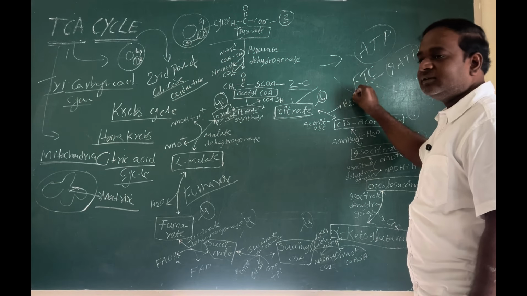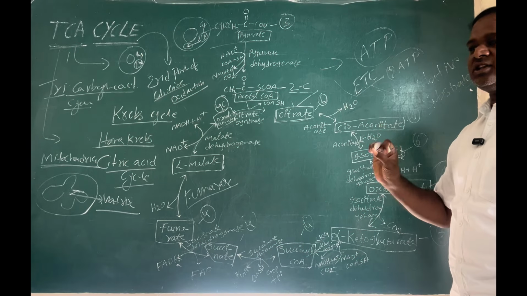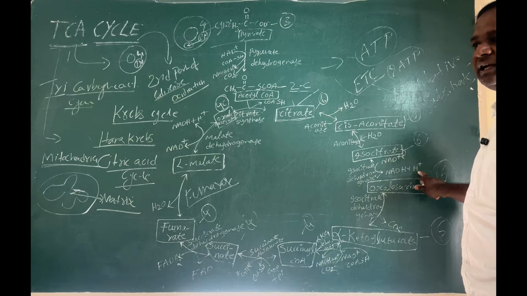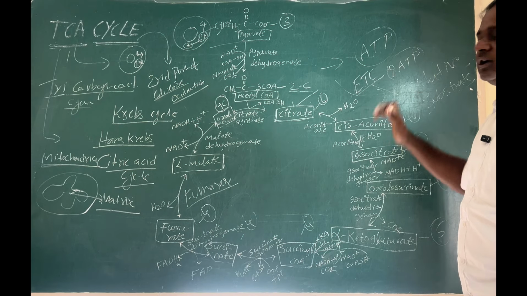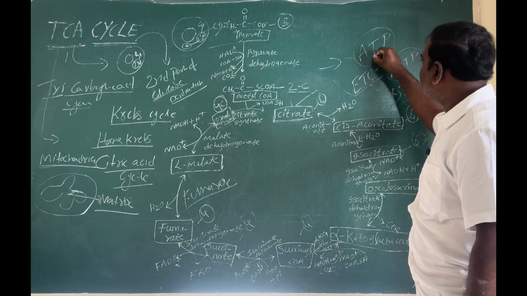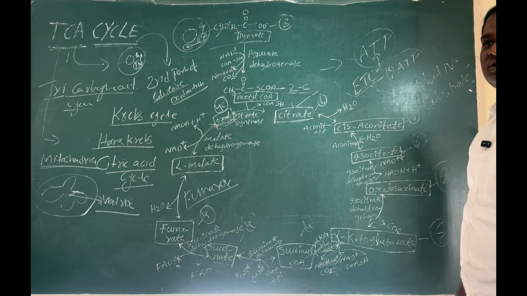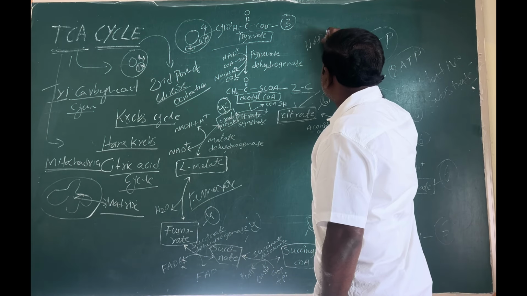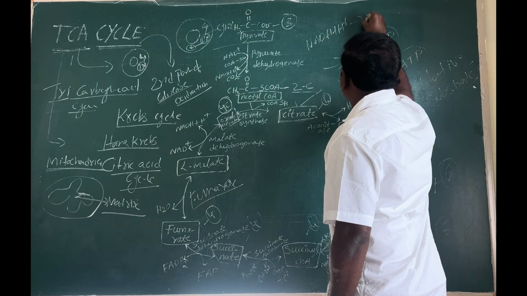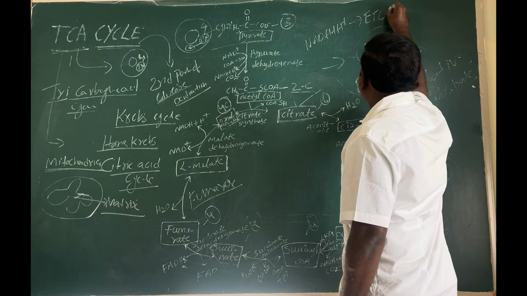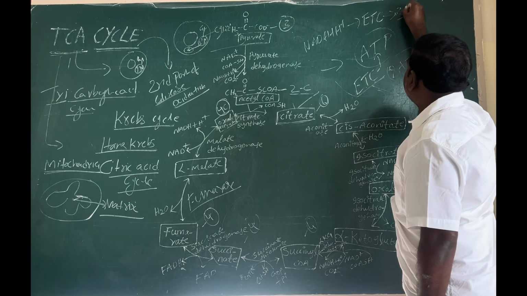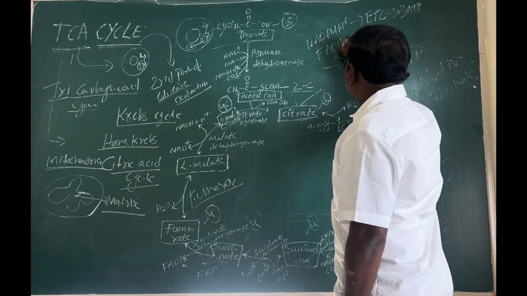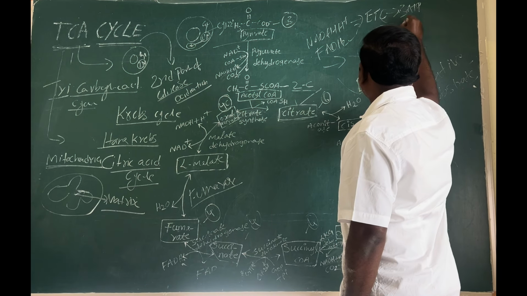ETC, the electron transport chain. All these formed hydrogens, NADHs, enter into the electron transport chain for the production of ATP. As we know, one NADH plus H plus entering the electron transport chain gives how many ATP? 3 ATP. And one FADH2 entering the electron transport chain gives how many ATP?